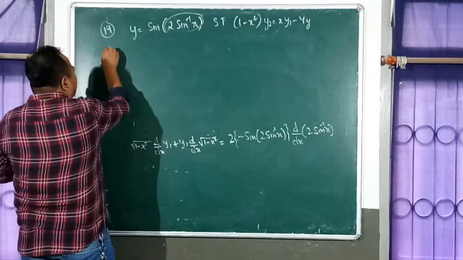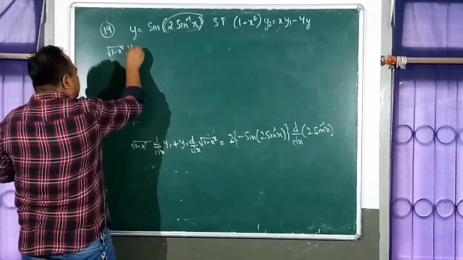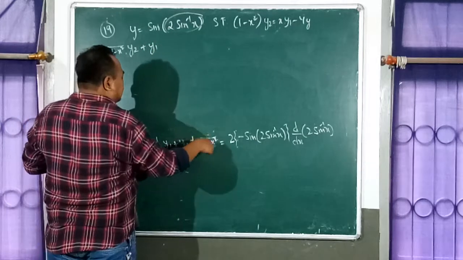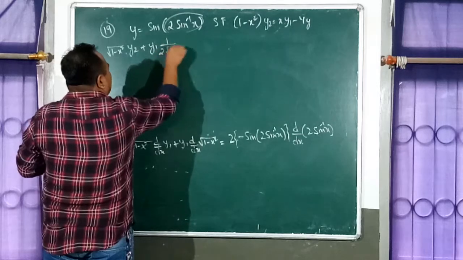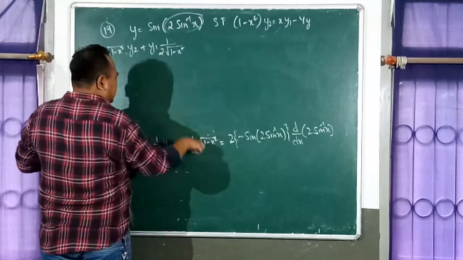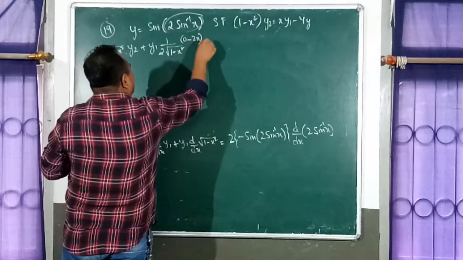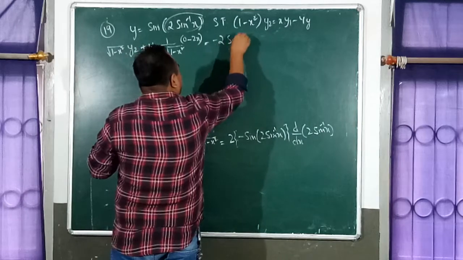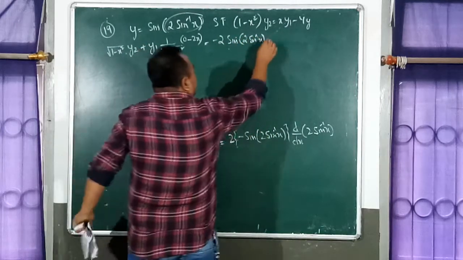Okay, so moving on, root 1 minus x squared. What's the differentiation of y1? It is y2 plus y1 as it is. Again, look at this. Inside the root, what should you get? X. So root x is 1 by 2 root x. But this is just an assumption. So differentiation of 1 is 0 and x squared is 2x, equal to minus 2 sine open bracket 2 sine inverse x, 2 as it is.